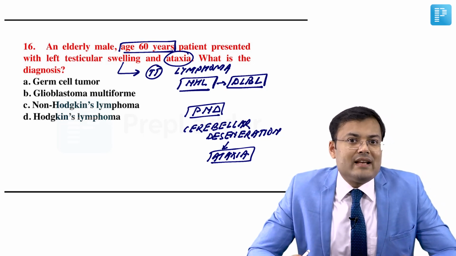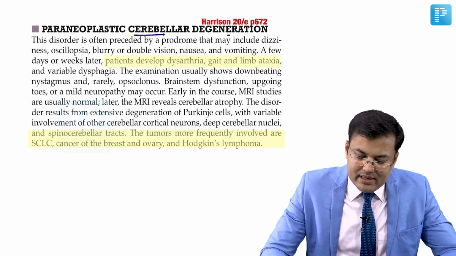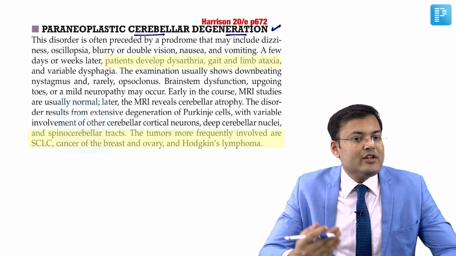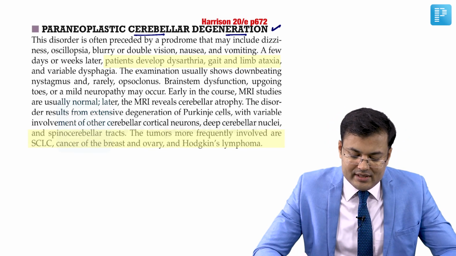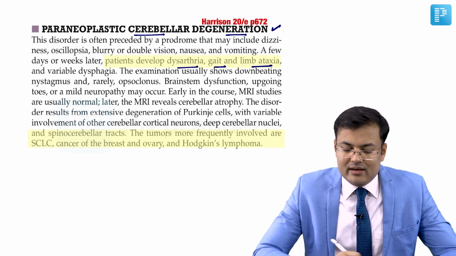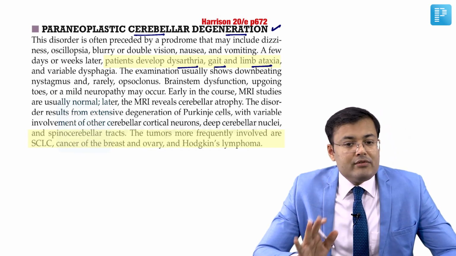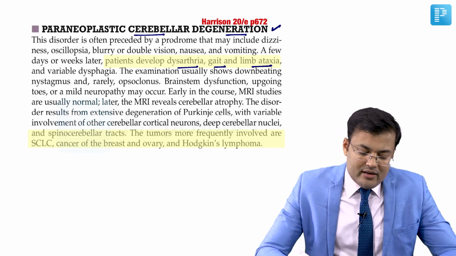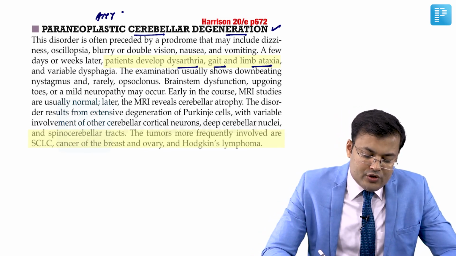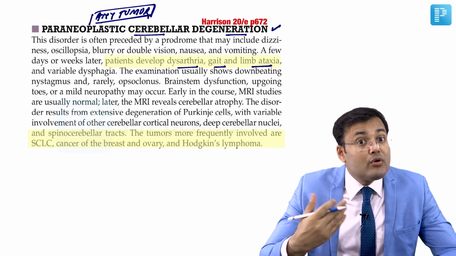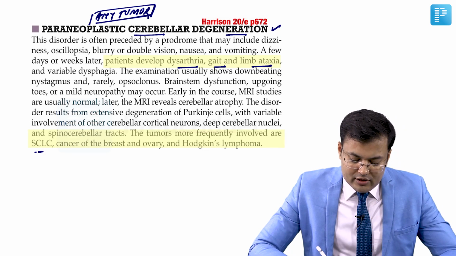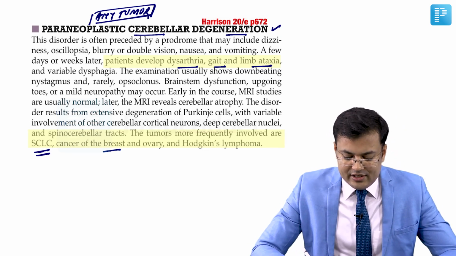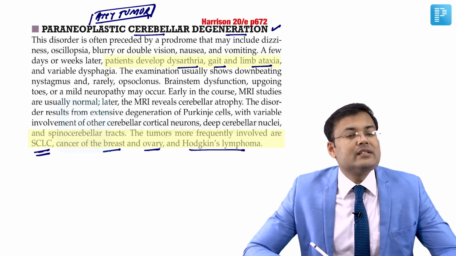First, see what's written in Harrison. Related to cerebellar degeneration, what kind of paraneoplastic syndrome? It is written that patients develop dysarthria, gait and limb ataxia. In which tumors can it be seen? It can be seen in any tumor, but commonly it is seen in small cell lung cancer, cancer of the breast and ovary, and Hodgkin's lymphoma.